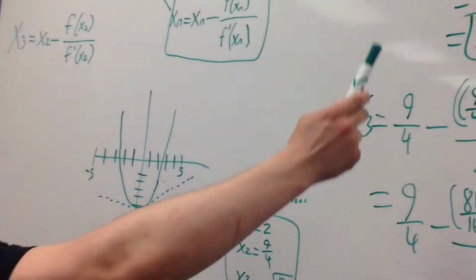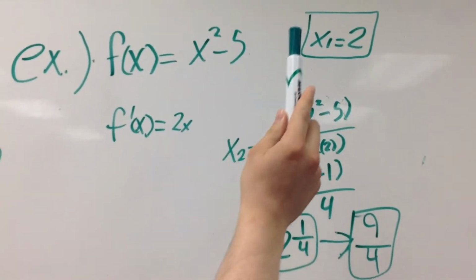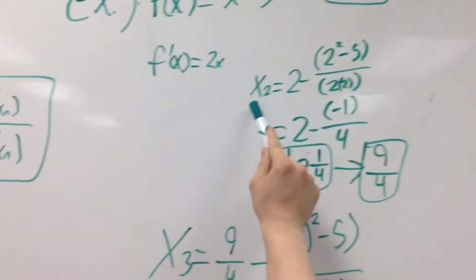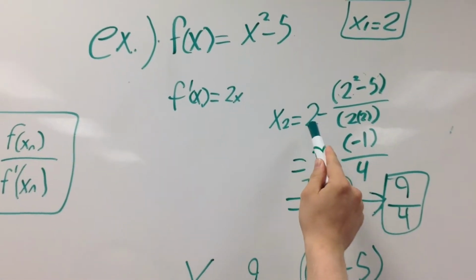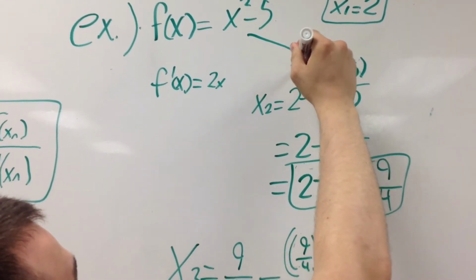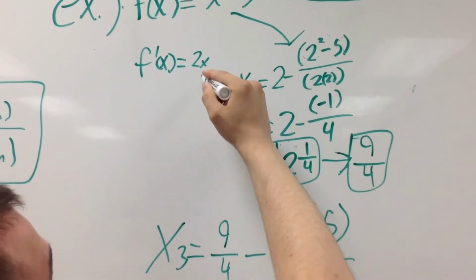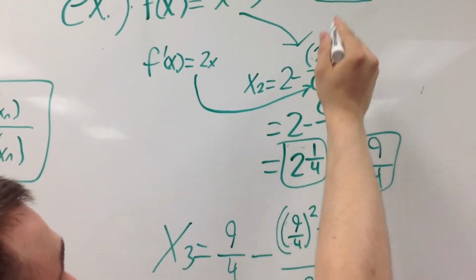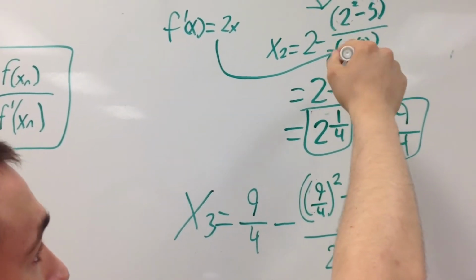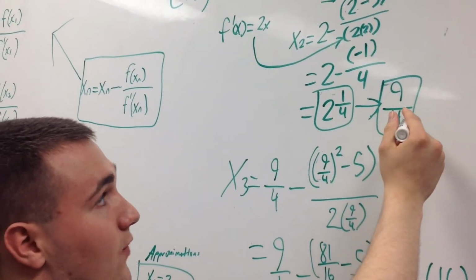So here, like I said, we have our function x squared minus 5. The derivative is 2x. And here, we already have our x1, which is nice. Just like I showed you over there, you find your x2: 2 minus, plug 2 into the original equation. There you'll have 2 squared minus 5 divided by your derivative, which is 2 times 2, which will equal 2 minus negative 1 over 4, which is 2 1/4, which is also known as 9/4.